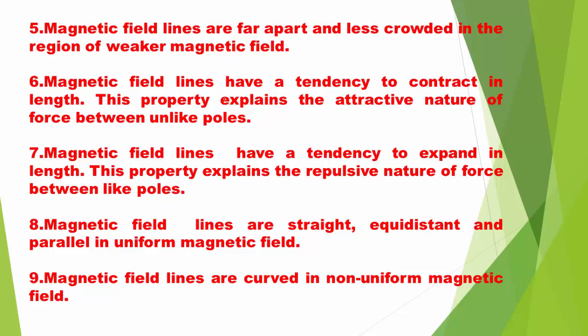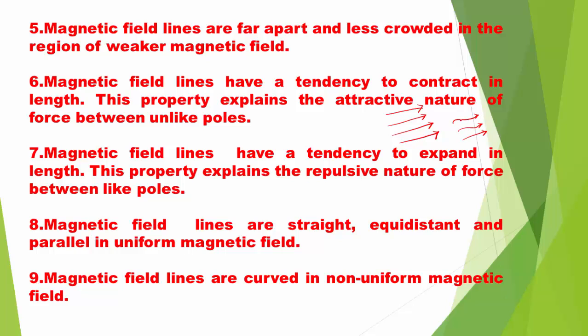And the Earth properties: magnetic field lines are straight, equidistant and parallel in a uniform magnetic field, like this. This is the reason for a uniform magnetic field. Uniform magnetic field means the magnetic field is equally distributed throughout the region. In this region, magnetic field lines are straight, equidistant and parallel in a uniform magnetic field, and curved like this.